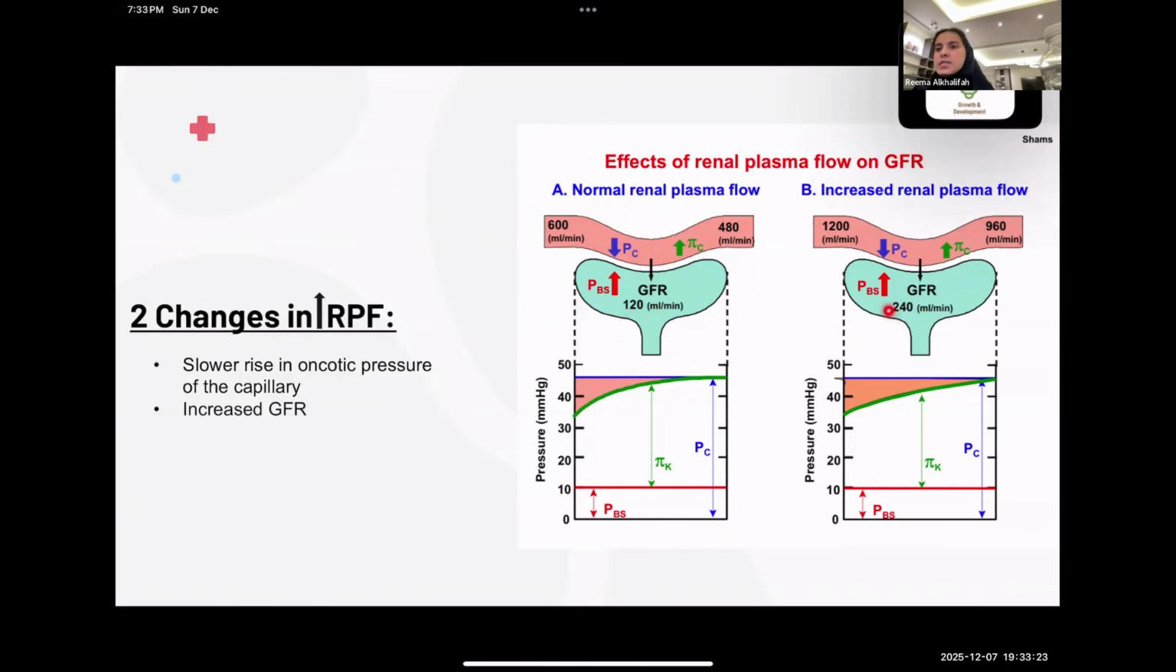Now, because there is double the amount of plasma that needs to be filtered, it's going to need double the time that it usually needs to filter this. So it gives a slower rise with the oncotic pressure because there's more time to filter the blood, so it takes longer to reach the level it usually reaches. So two changes happen with increased renal plasma flow: higher GFR and a slower rise in oncotic pressure in the capillary.